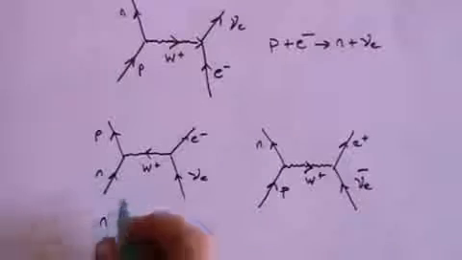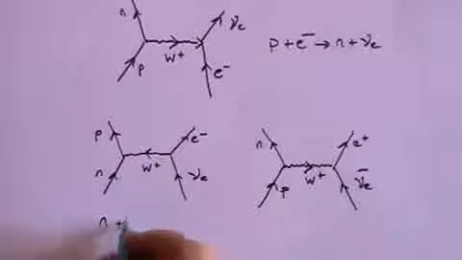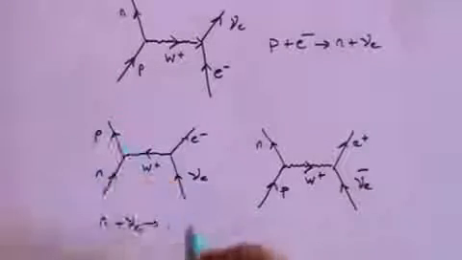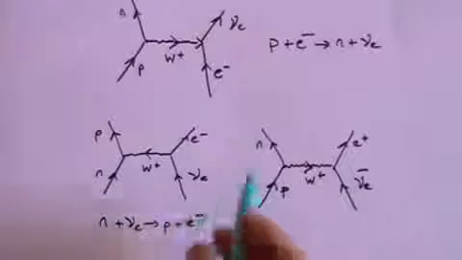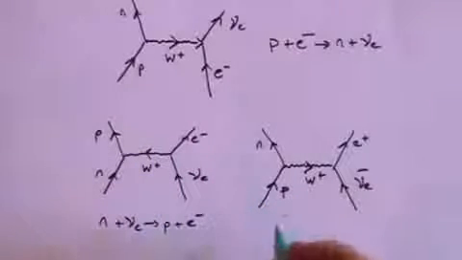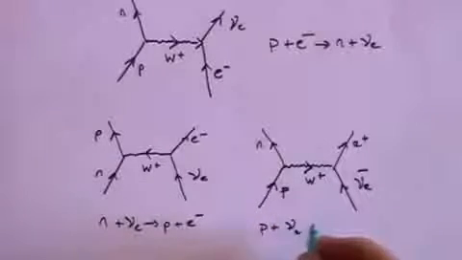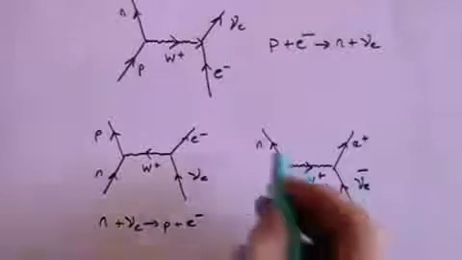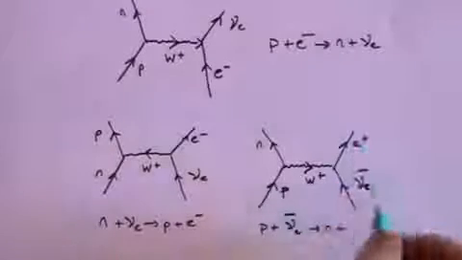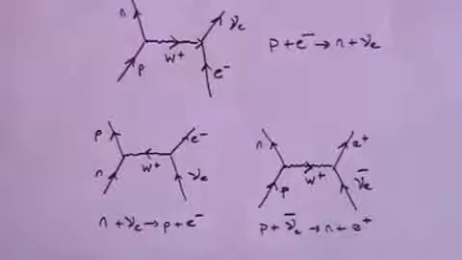In this case, a neutron plus a neutrino produce a proton plus an electron. In this case, it's a proton plus an antineutrino produces a neutron plus a positron.